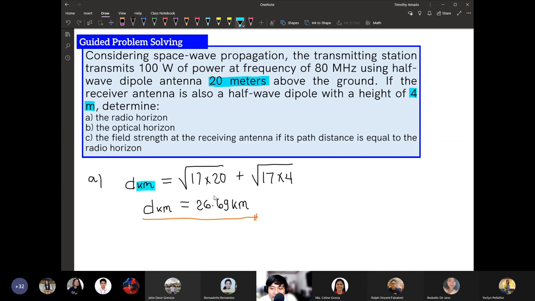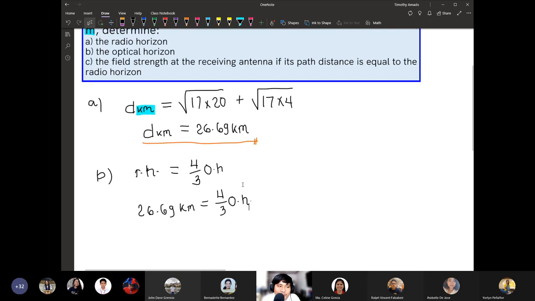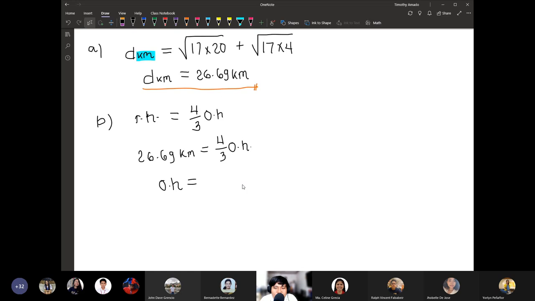Okay? So, let's have another one, guys. Optical horizon, nabanggit na to kanina, di ba? Na yung radio horizon natin, RH na lang, is 4/3 larger than the optical horizon. So, if your radio horizon is 26.69 kilometers, 4/3 longer si radio kay optical horizon. So what will be our optical horizon? Okay, 20.01, 20.02. So 20.02 kilometers. So, almost 20 kilometers, right?